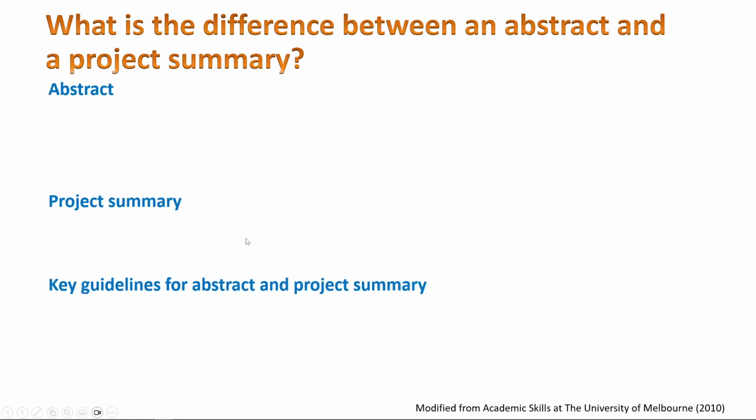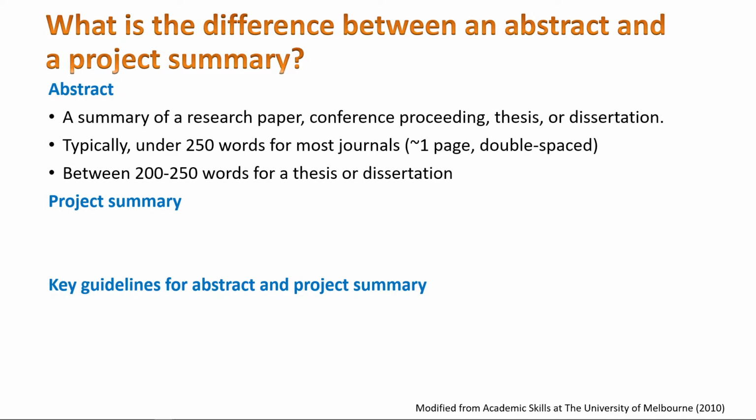Now let's move to the second part of our lesson, which is about the difference between an abstract and the project summary. The abstract is a summary of a research paper, conference proceeding, thesis, or dissertation. Typically, it's 250 words for most journals. High impact journals like Nature Climate Change, for example, or Geophysical Research Letters, the ones that I showed you, or a typical AGU journal like Water Resources Research, would be 250 words.